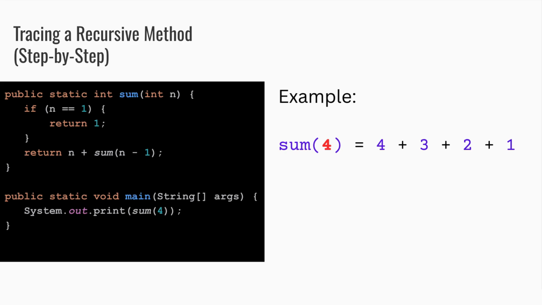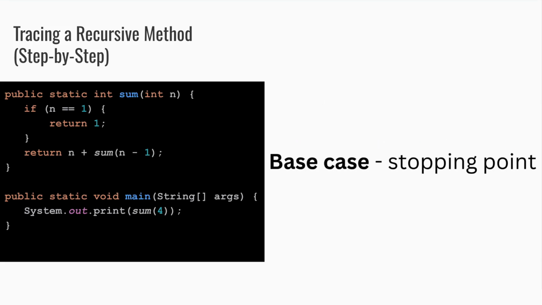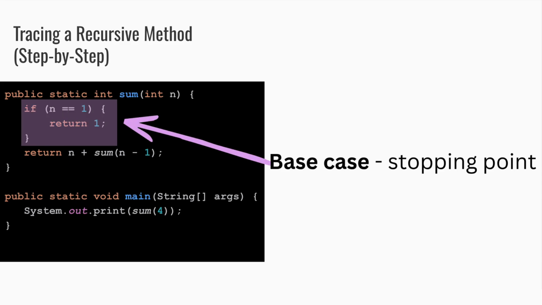So before we trace it, notice that every recursive method needs two important parts. First, it needs a base case. That is the stopping point. In this method, the base case is if n equals 1, returns 1. This means that when n becomes 1, the method stops calling itself.